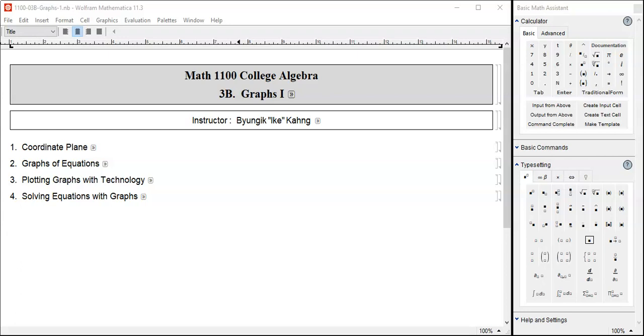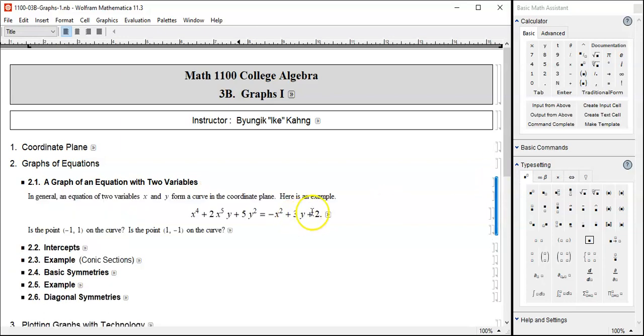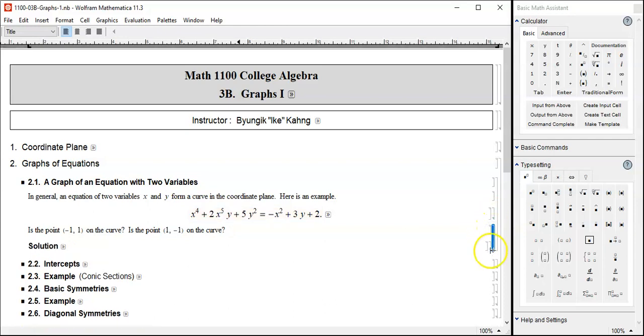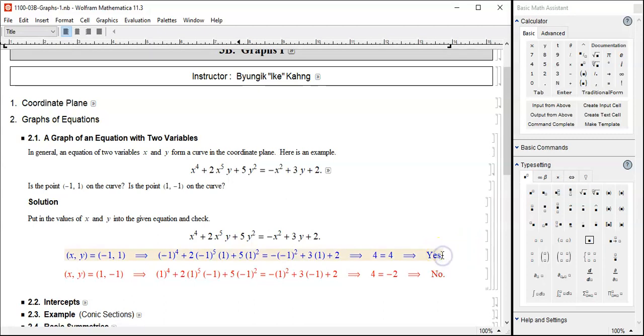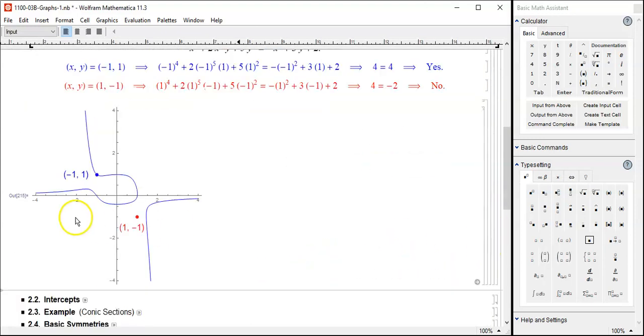Hello students, welcome back. Let us resume our discussion in section 2 of this notebook. We talked about graph of an equation with two variables, and here's an example, but I can consider other kind of examples too. And we discussed how to check a given point is on a curve or not. Basically, what we can do is to plug in those numbers and see if the equation is true. Yes versus no. In other words, yes, the point is on the curve, or no, the point is not on the curve.